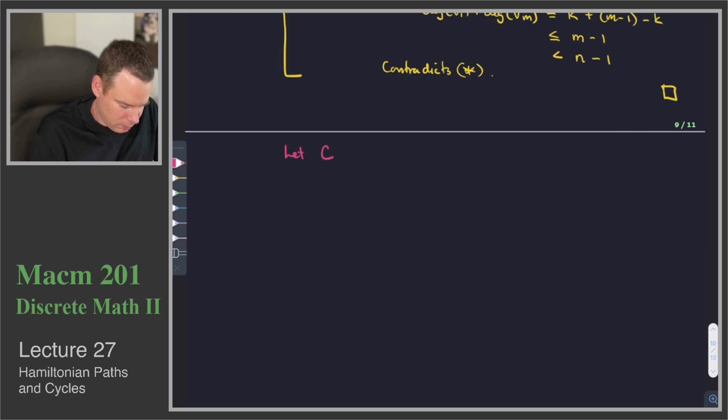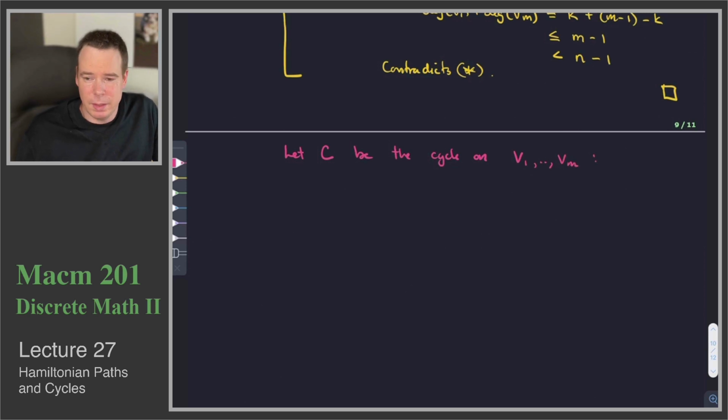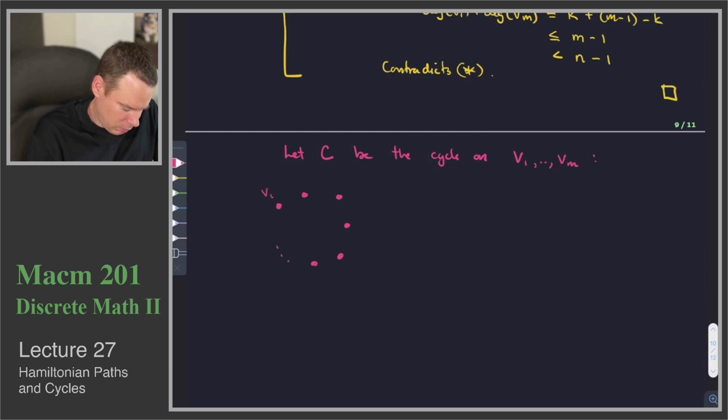So let C be the cycle on V1 to Vm. And it doesn't say it has to appear in the order that they appear here. So we will just draw out a cycle. We got a Vi, a Vj, a Vk, and so on. I'm not even going to put subscripts for the rest. I'm not really interested in those. It's just all the V's appear in some order here, and there's our cycle. So that's where we're at so far.